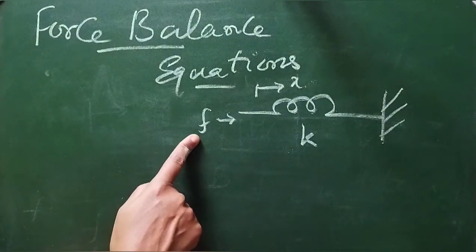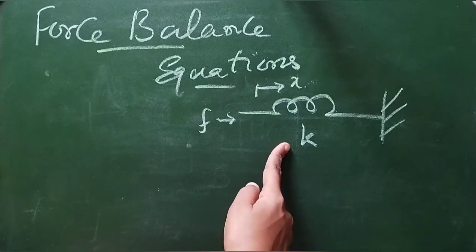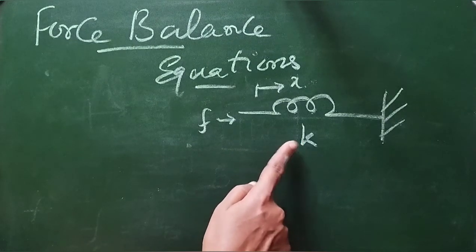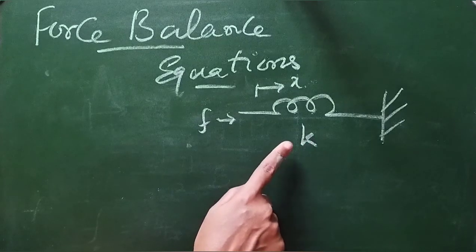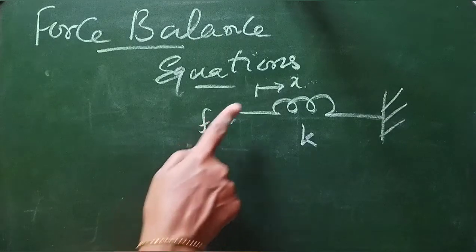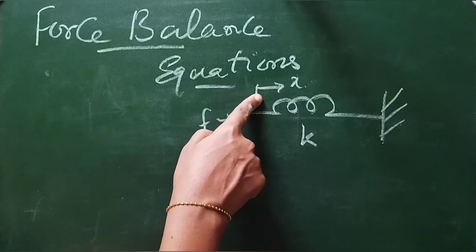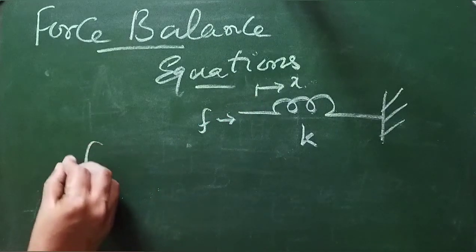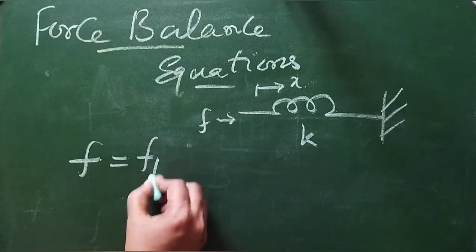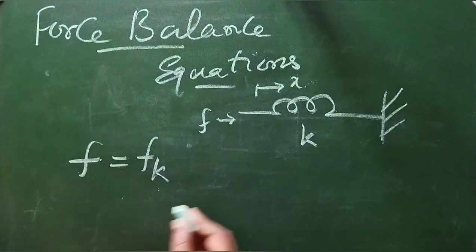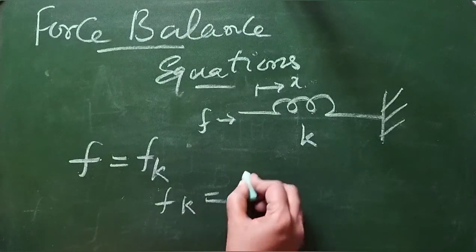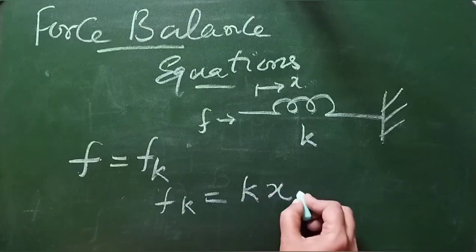Now in the third case, we have the third characterizing element, the spring, where the mass and dashpot are absent. This is an ideal case where the force F is applied and you have the displacement x here. Now applied force F is equal to opposing force Fk, and Fk is equal to Kx.